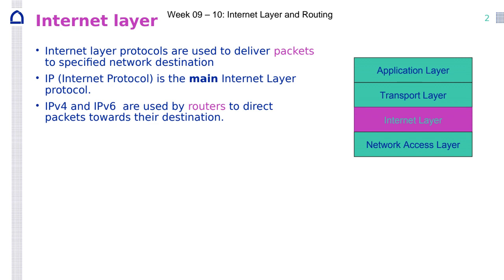In this chapter, we are going to study the internet layer of the TCP/IP model. Okay, the most important layer for routing and IP addresses. The internet layer is used to deliver packets to specified network destinations. The main protocol of the internet layer is called IP, an abbreviation of Internet Protocol. The two famous protocols are IP version 4 and IP version 6. They are used by the router to direct packets toward their destination.